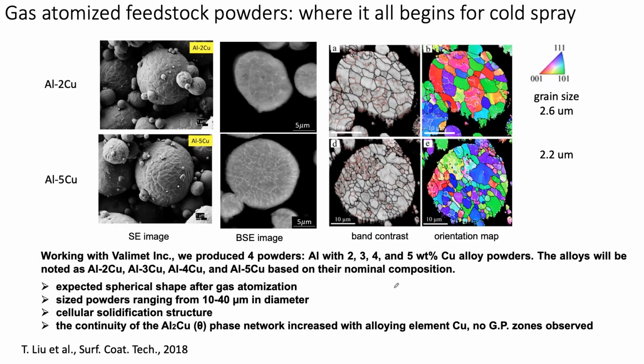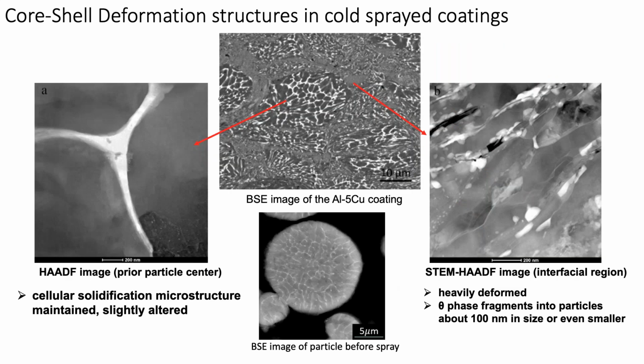When you cold spray this, of course, the microstructure changes, and we see this core shell, or sometimes I call it a bimodal deformation structure. So here's our prior particle. You can clearly see something like that. Maybe it truncates here, a little hard to see with one 2D section. In the middle of the prior particle, this very nice aluminum 2 copper intermetallic network is still intact in this example. And this is a TEM image, a STEM image.